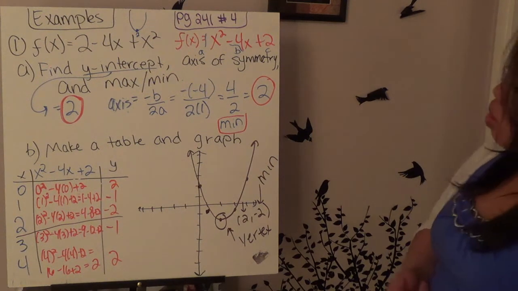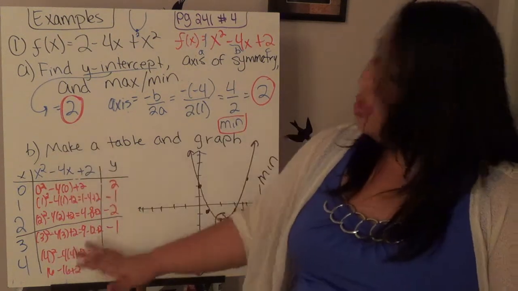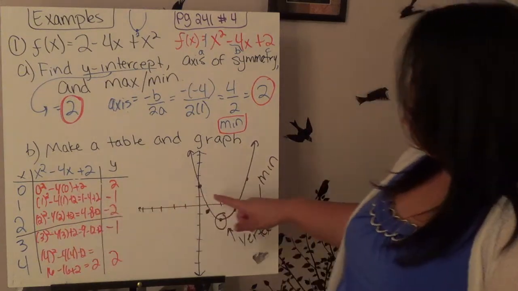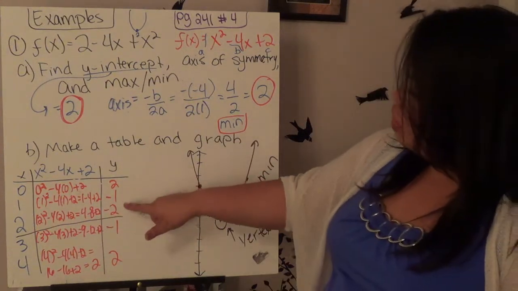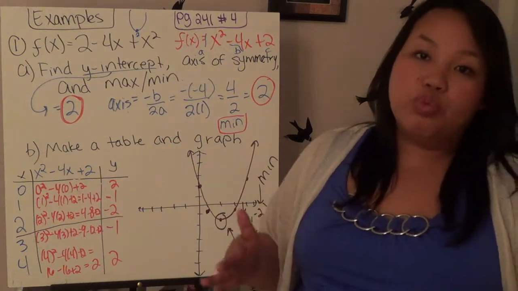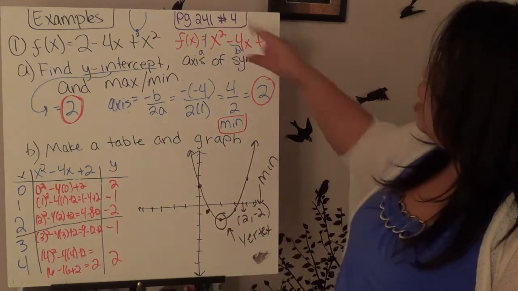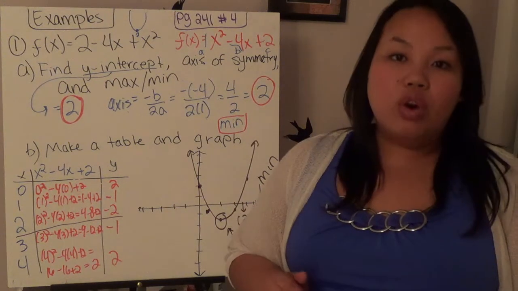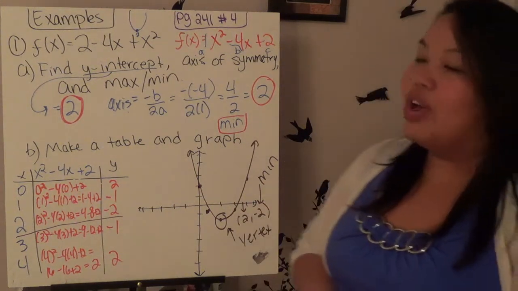Alright? So once you have the setup, you just plug it in, figure out what each one is, and solve. I have this middle chart just so that you can work it out. Make sure you do show your work. Go ahead and try page 241, number 4, page 241, number 4, and I will see you in class.